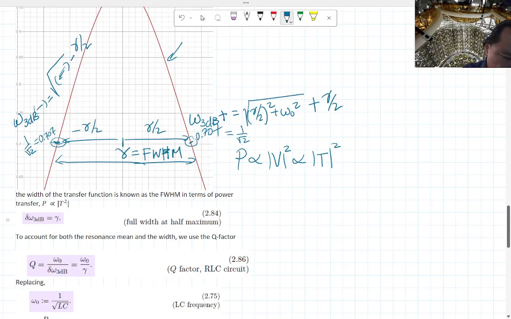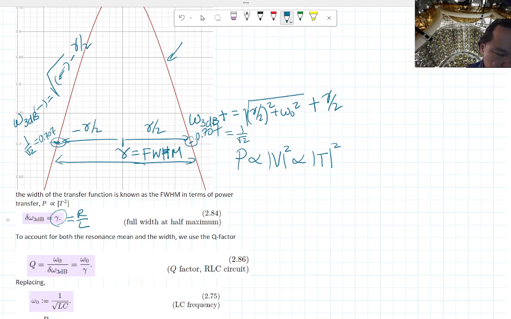Okay, so we're going to define this gamma, which is actually R over L. It's just some components we put into the circuit, right? That's actually the full width half maximum of your bandpass filter, so that you can quantify that, okay?